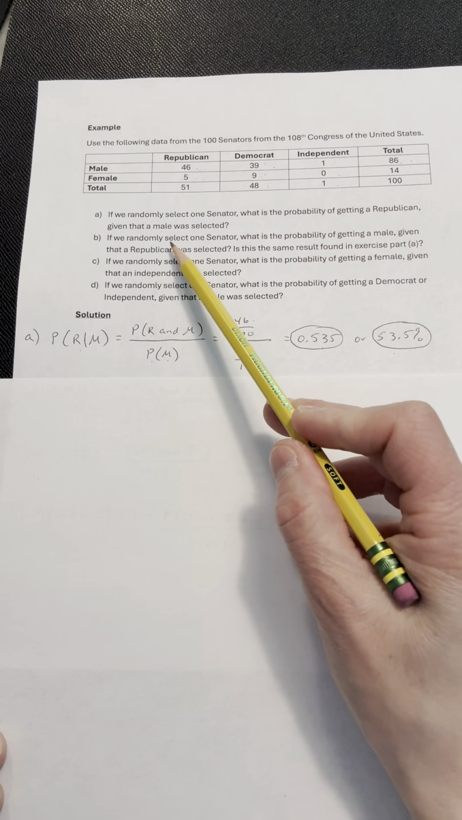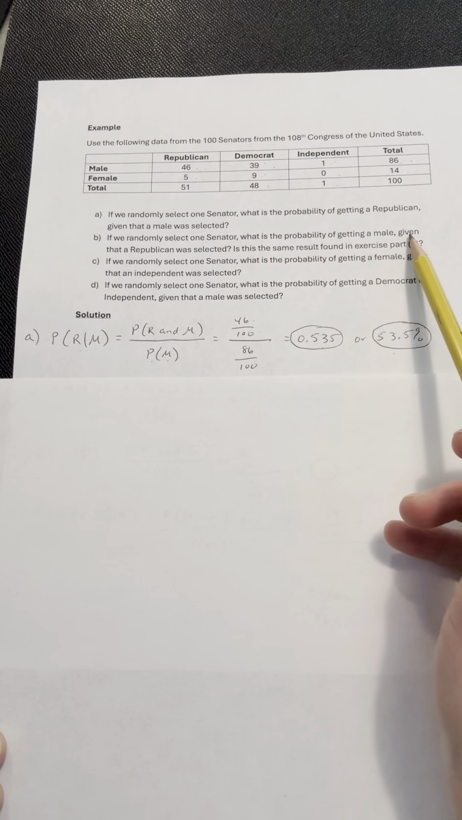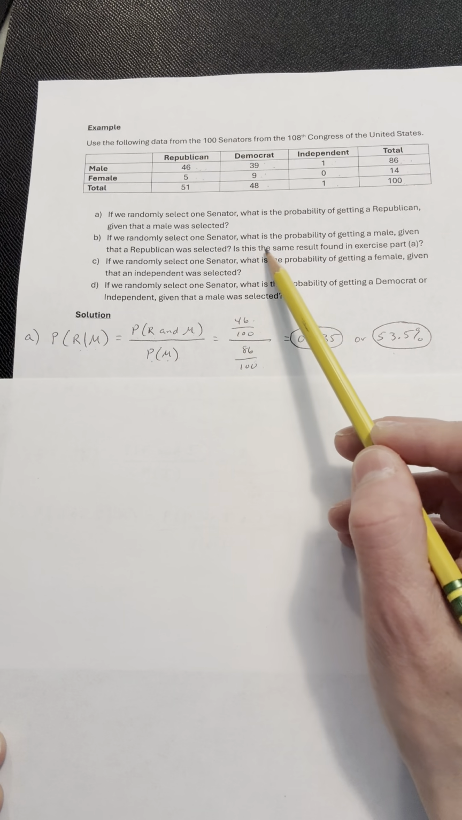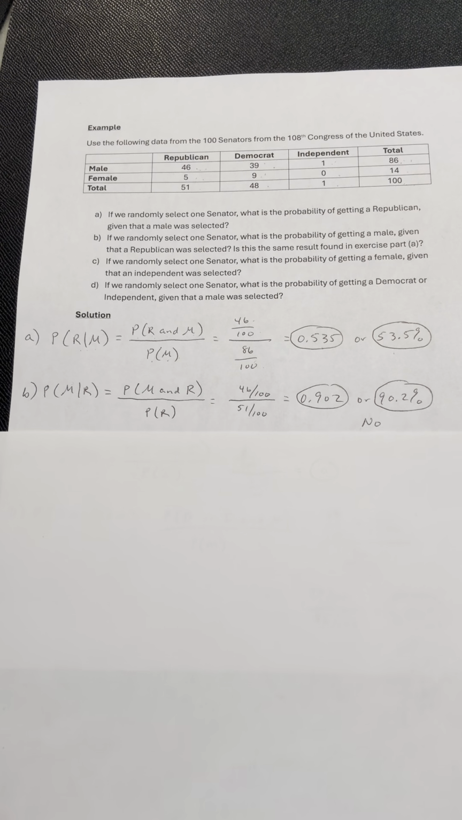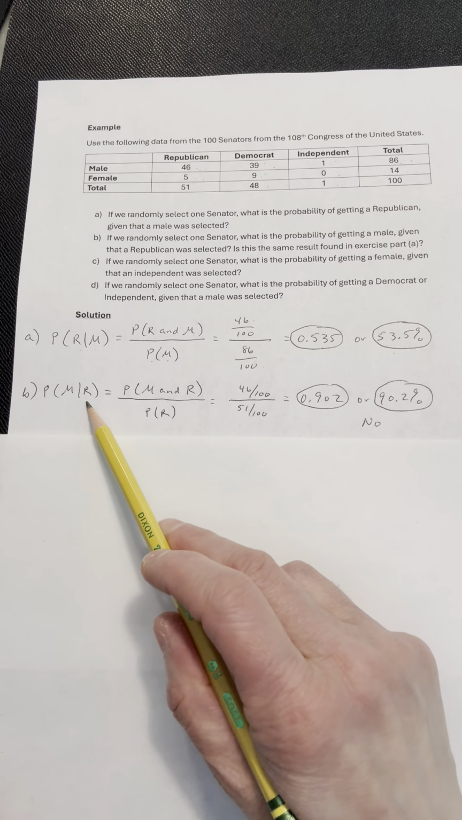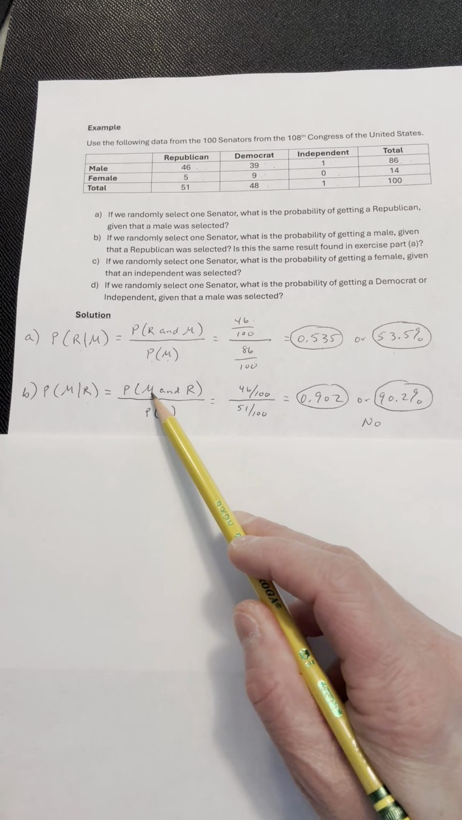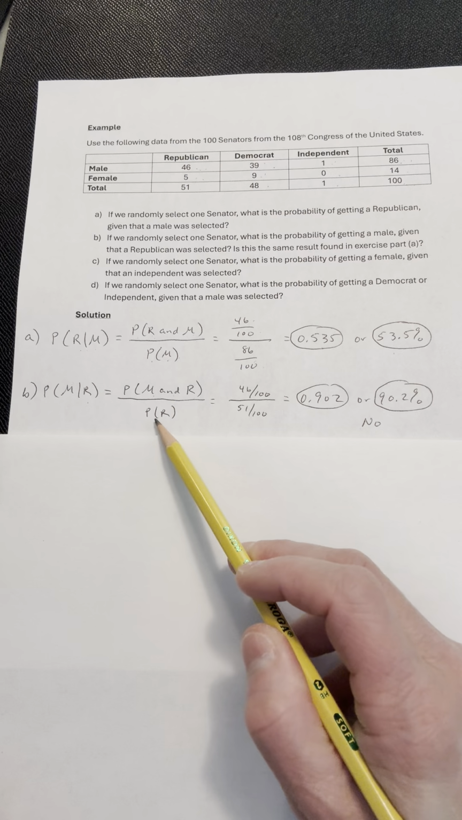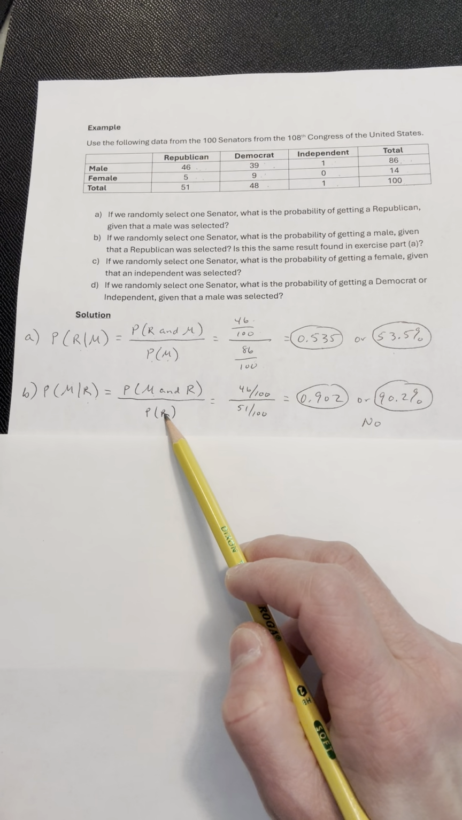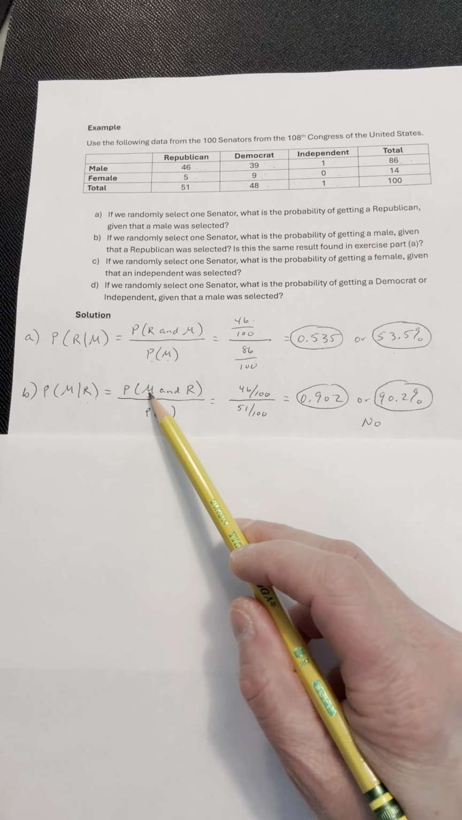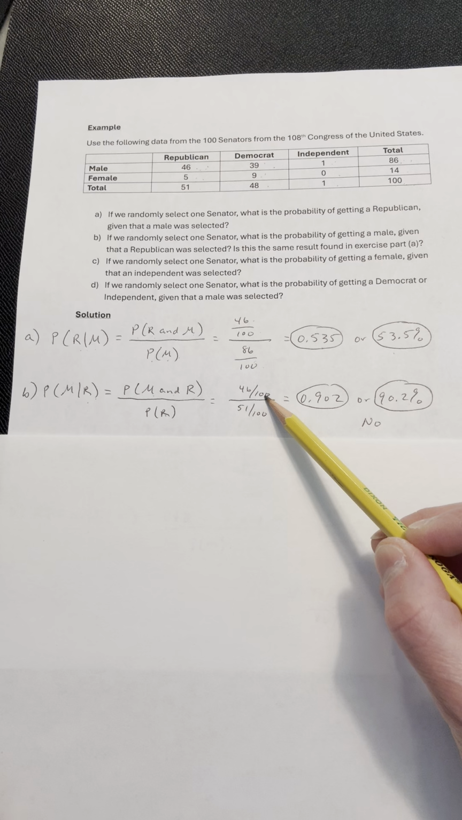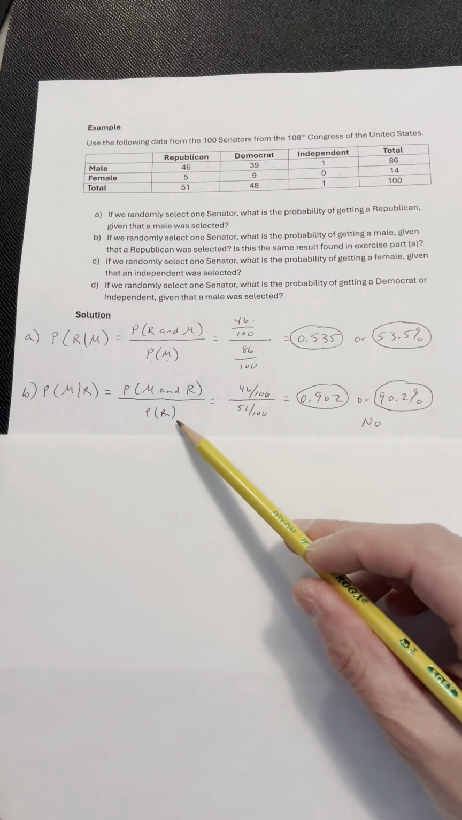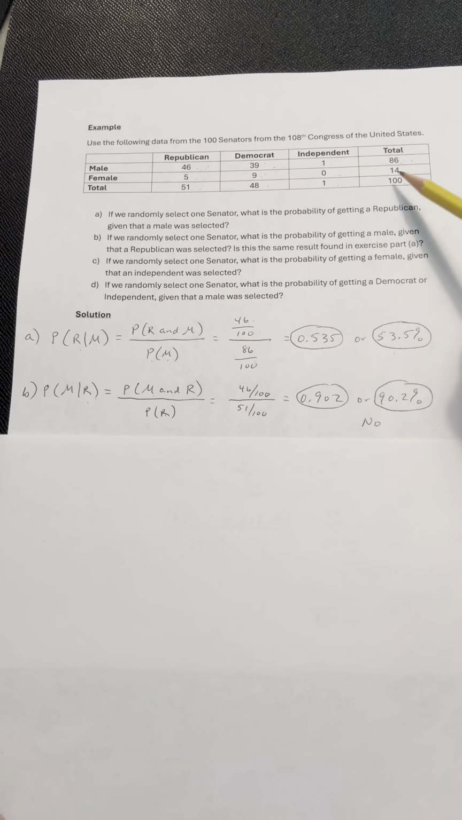In Part B, if we randomly select one senator, what's the probability of getting a male given that a Republican was selected? And we want to see, is the same result found in exercise Part A that we just got? Well, using our formula, we're going to find the probability of a male given a Republican. We find the probability of both a male and a Republican and divide it by the given information that we have a Republican selected. So again, we have male Republicans, 46 out of 100. So there's 46 over 100 that meet those both criteria. The probability of being Republican is 51 over 100.